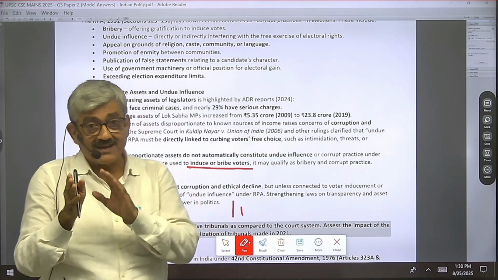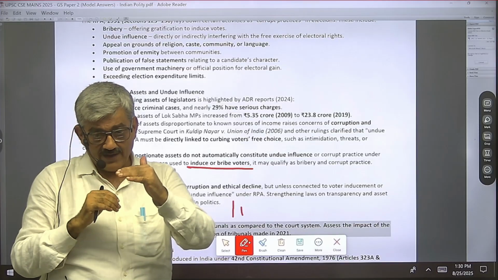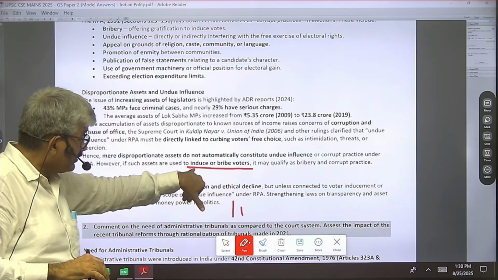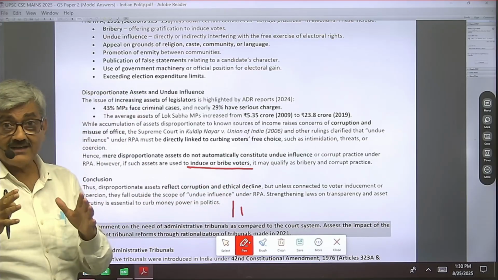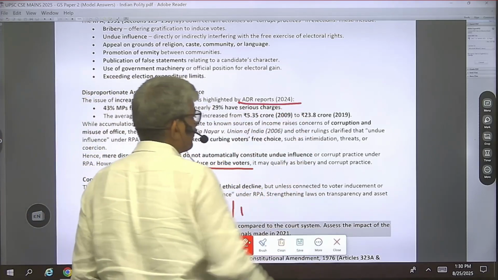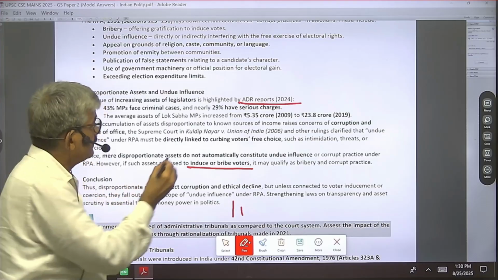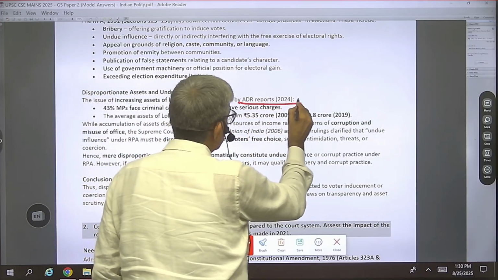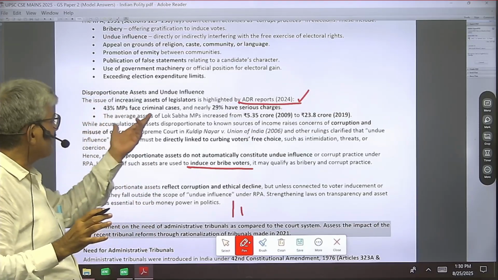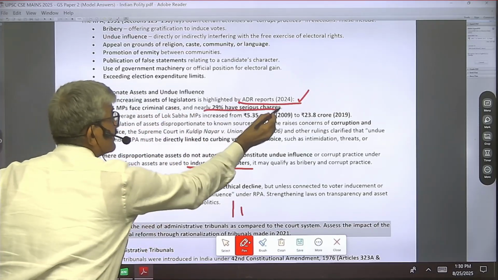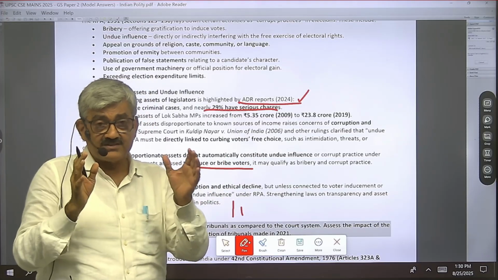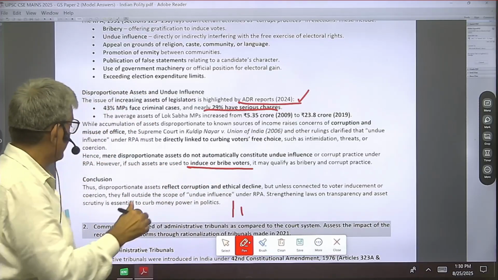We have to see from that angle whether, under the Representation of People's Act, these unlawful practices are used to induce or bribe voters or not. If they are, then these are the questions. And then we have one ADR report, the Association for Democratic Reforms report in 2004, which delineates certain facts and figures: 43% of MPs face criminal cases, 29% with serious charges. These are important references. This will strengthen your answer to the question.